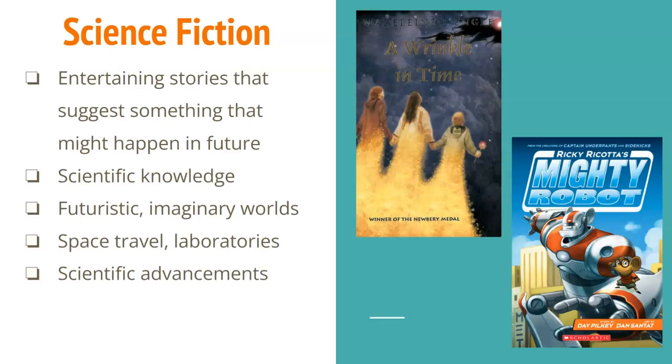Another example of a genre of fiction is science fiction. So these are entertaining stories that suggest something that might happen in the future. It contains elements of scientific knowledge. They tend to be futuristic and put you in imaginary worlds. Usually you'll see things like space travel or labs incorporated into it, as well as scientific advancements. So some examples of books that fall into this category might be A Wrinkle in Time or The Mighty Robot.